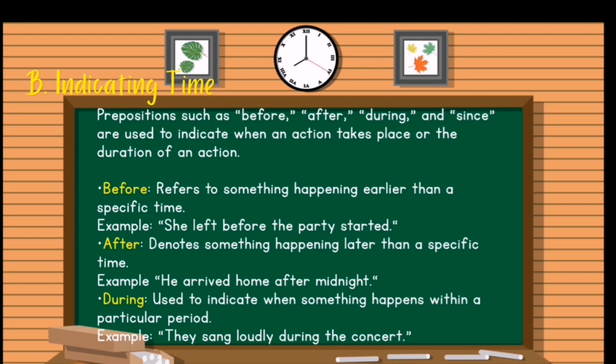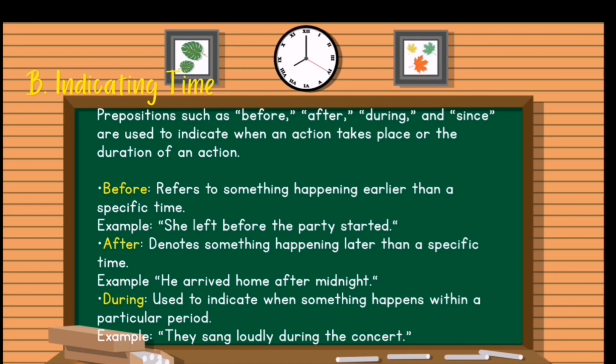Next, after denotes something happening later than a specific time. So you can see the difference between the prepositions before and after. We use before when the event happens earlier than a specific time. Then we use after when the event happens later than a specific time.